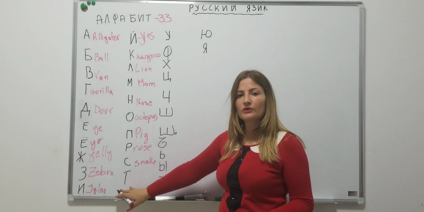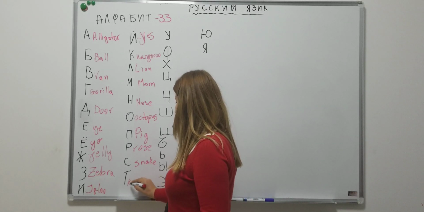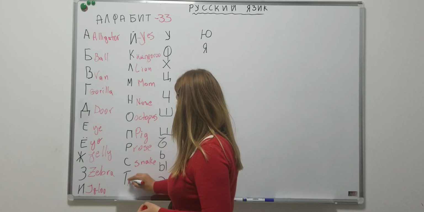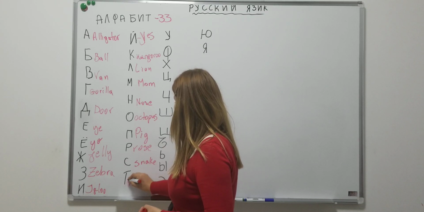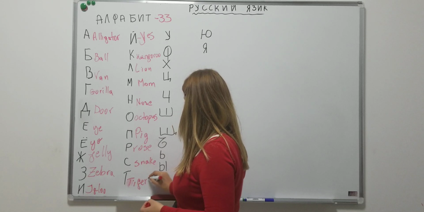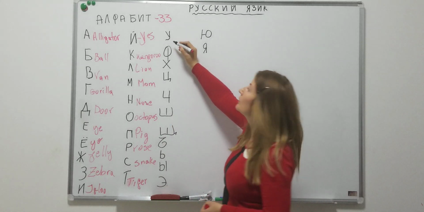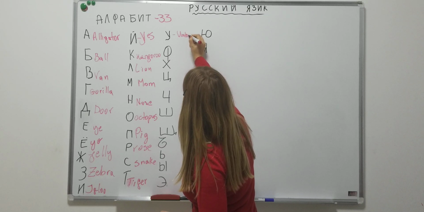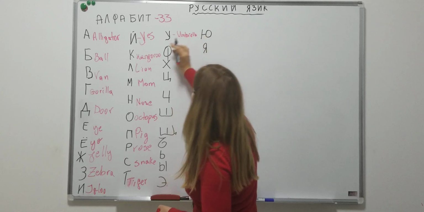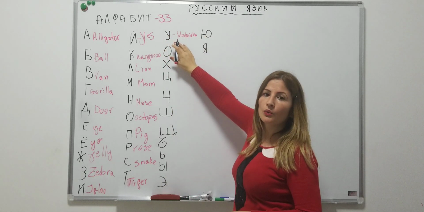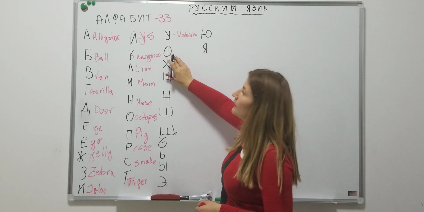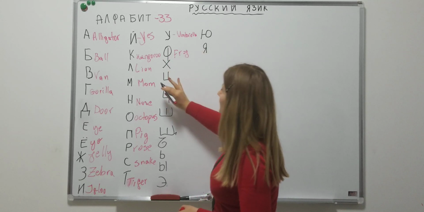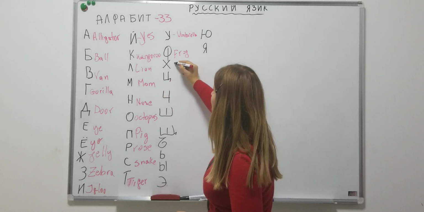T for tiger. Wow, we learned all the animals, huh? Tiger. U, umbrella. I'm giving you umbrella, but actually this is the sound U, so it's like double O. F, F for frog. H for hotel.